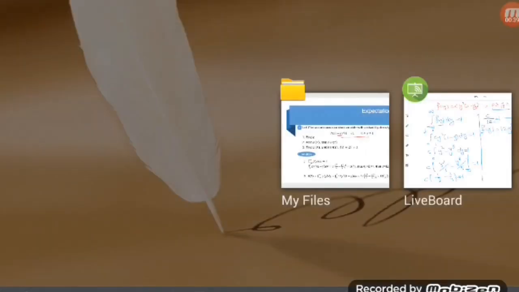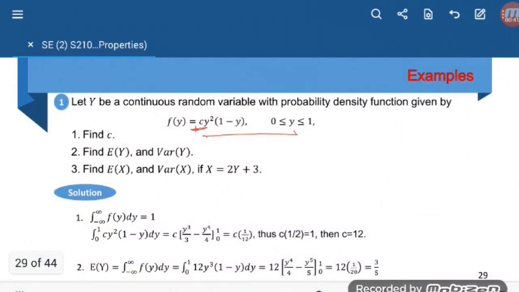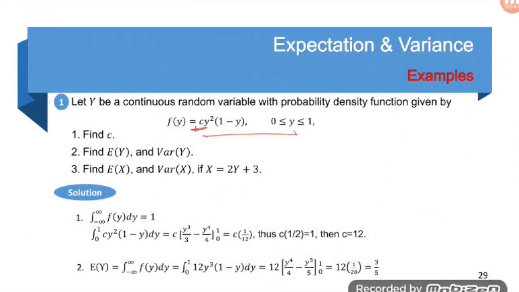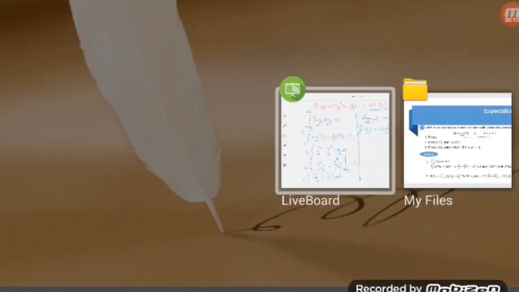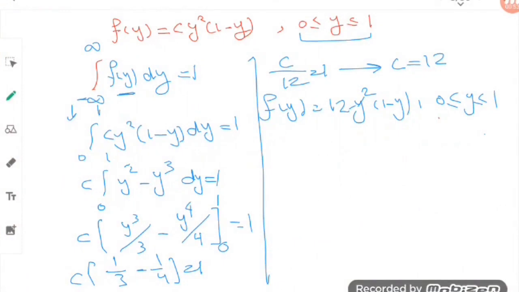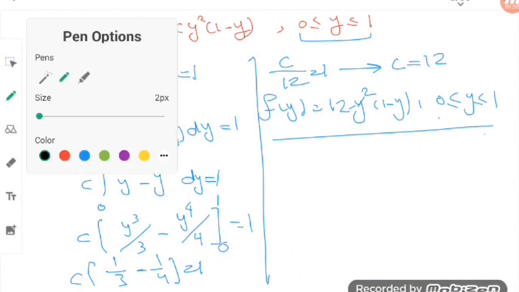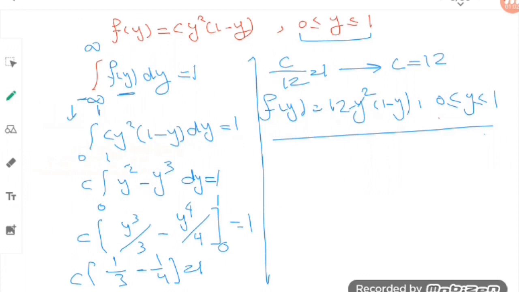Then move to the exercise to discuss the next question. We need to find the expectation and the variance. To find the expectation, all we need is to apply the formula of the expectation. We know the formula of the expectation. The expected value of y equals the integral from negative infinity to infinity of y times the PDF.